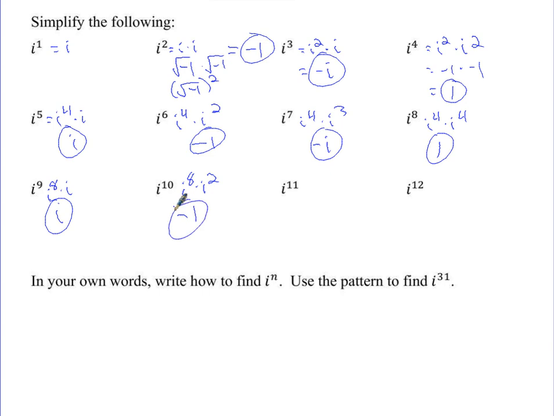i to the 11th splits into i to the 8th, which is 1, times i to the 3rd, which is negative i. And i to the 12th probably is going to become 1. Do you see the pattern? Every fourth one is 1, every third one is negative i. Look at the way I have these arranged.